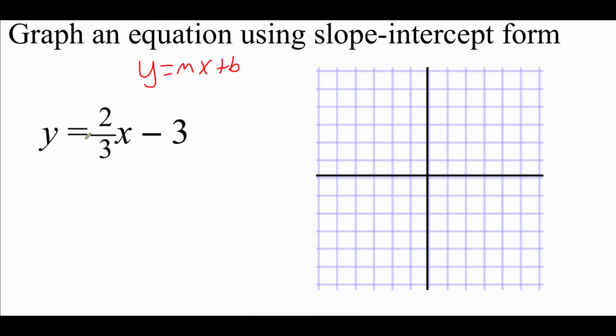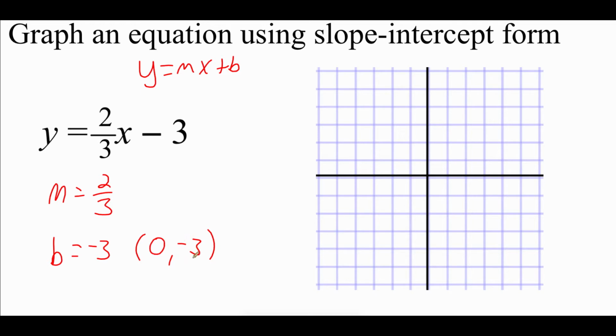So if we look at the equation, y equals 2/3 x minus 3, the slope of this equation is 2/3, and because the b value on the end is -3, that means that the y-intercept for the graph would be at the point (0, -3). Now we can use these two sets of information to help us draw out a picture of this line.